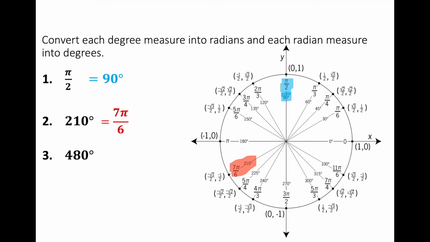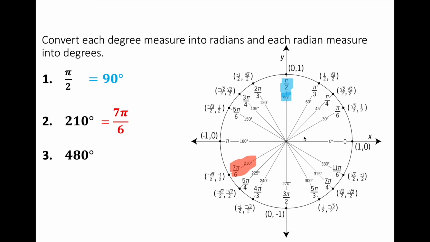480. Now this gets just a little bit more complex because my unit circle goes all the way up to 360, right? This is 360 if I go all the way around. And this one's more than 360. In fact, it's 120 degrees more than 360. So we go all the way around, that's 360 plus another 120, which puts me right here at 2 pi thirds.